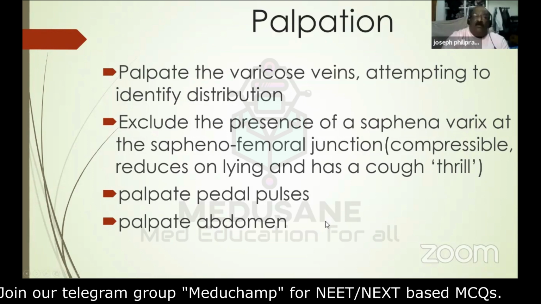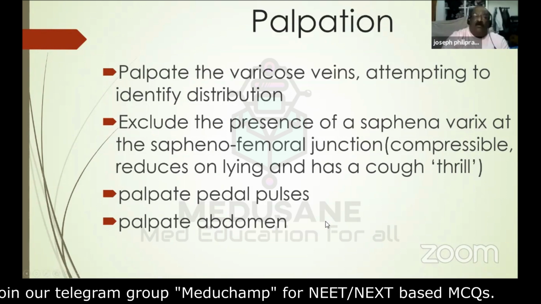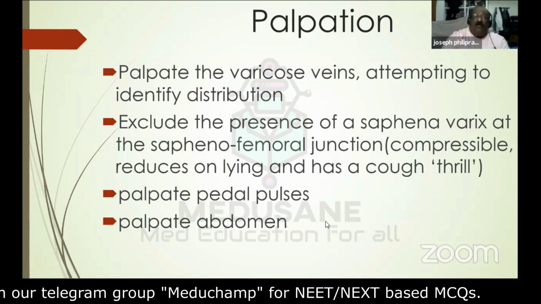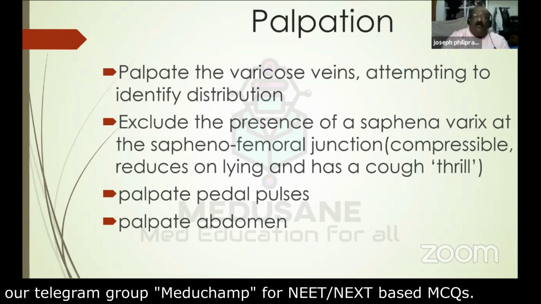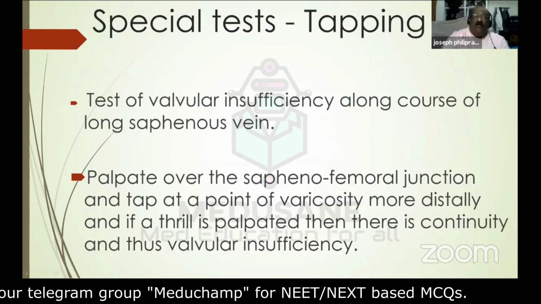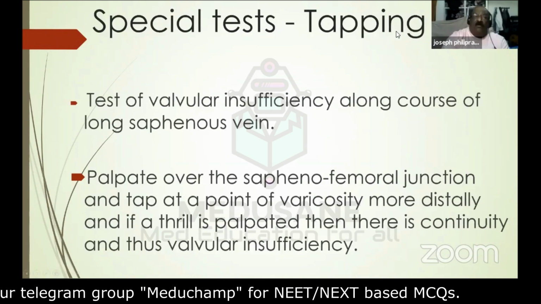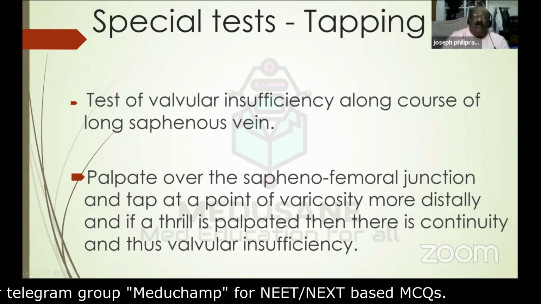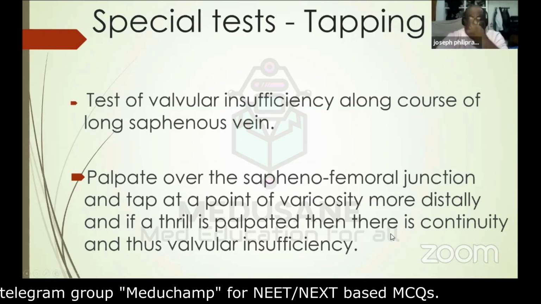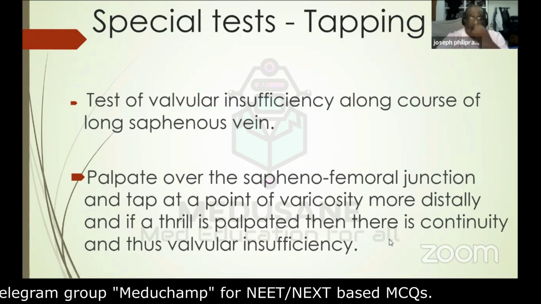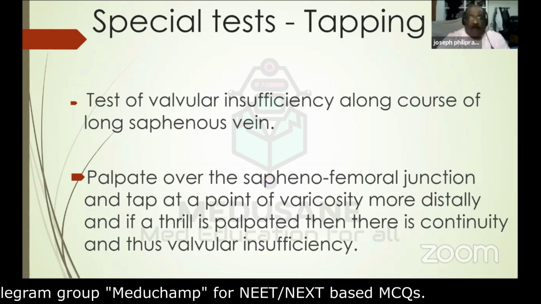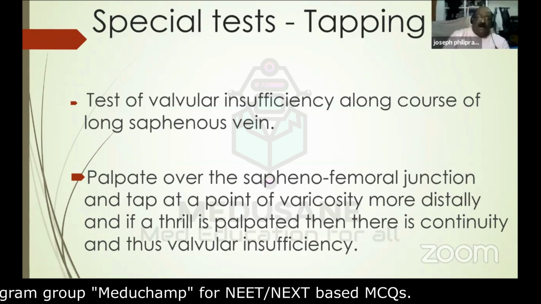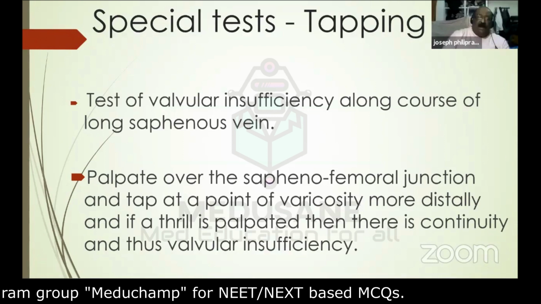Now, special tests can be done. This one looks at valvular insufficiency along the course of the vein. This is known as the tapping test or Schwartz test. Palpate over the saphenofemoral junction, which I mentioned is 2.5 centimeters lateral and below the pubic tubercle, and tap distally in the leg. If you feel a thrill, that is due to valvular incompetence.